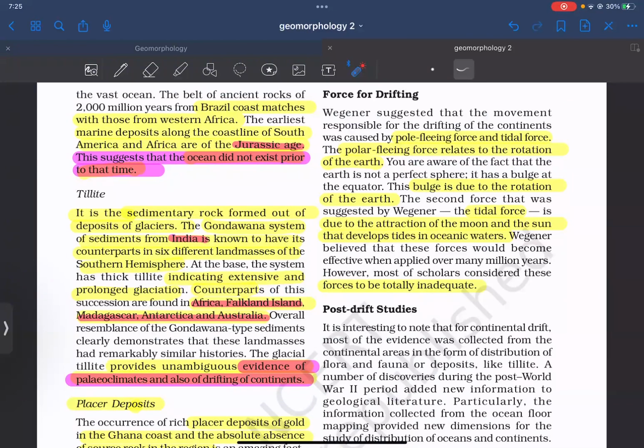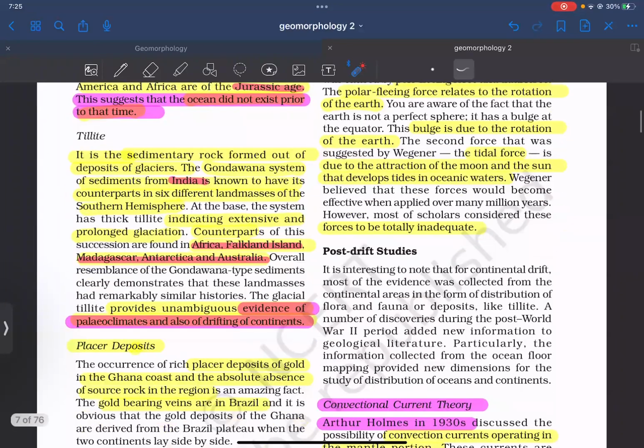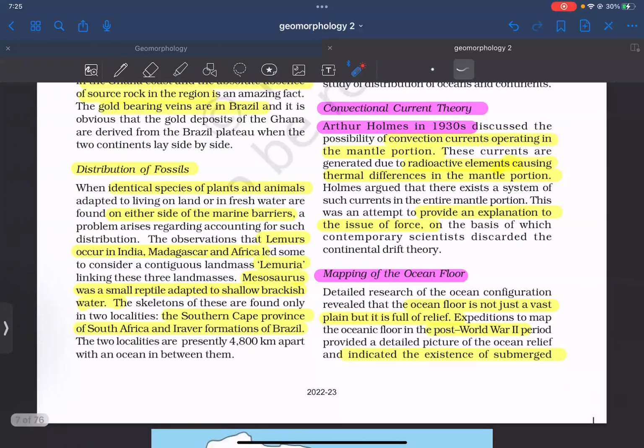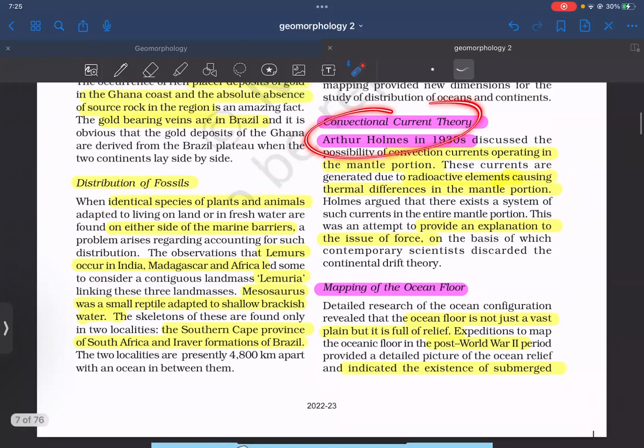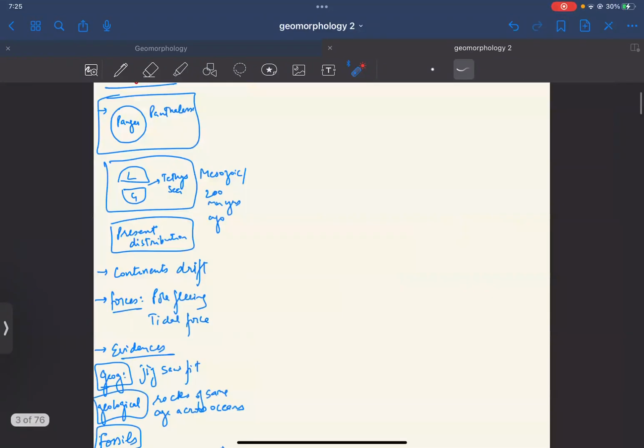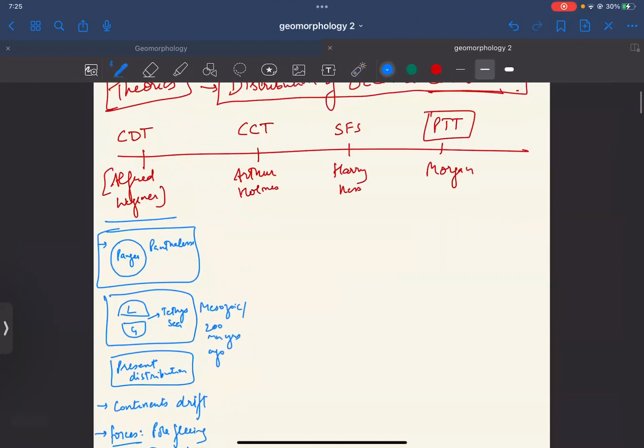Now I hope after revising yesterday's session, all the facts would be in your mind. So let's continue. Basically, in the continental drift theory, the biggest lacuna was that it was not able to tell what are the forces which are responsible for moving the large continents. So a new theory came, the convection current theory.